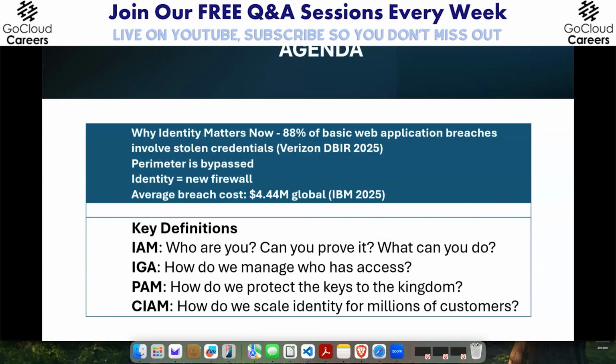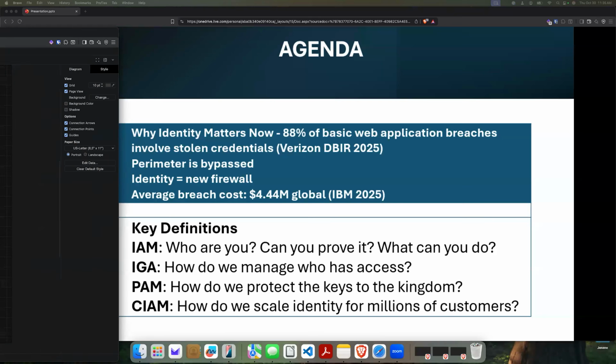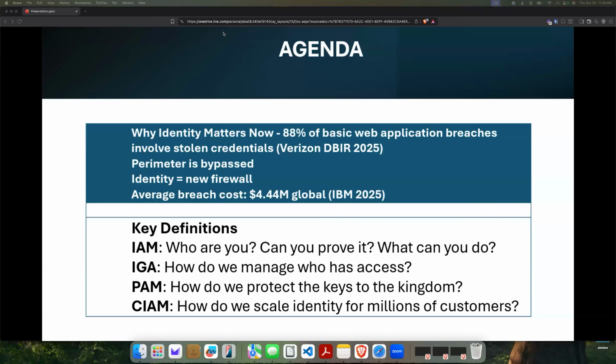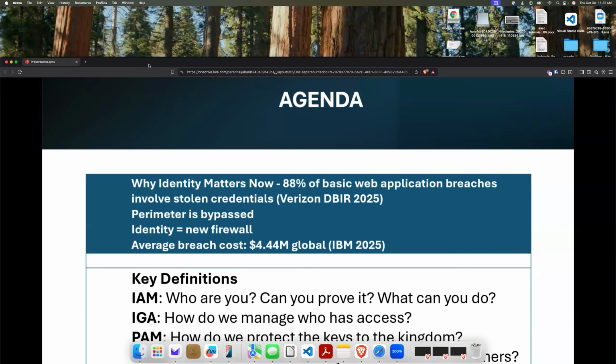How do we scale identity for millions of customers, for example? How does Amazon do it? How does Sprouts, and how do many of the public-facing institutions do it? So basically, what we're trying to say is, when you're trying to solve a particular problem, you will be trying to use one of these tools to address that issue.